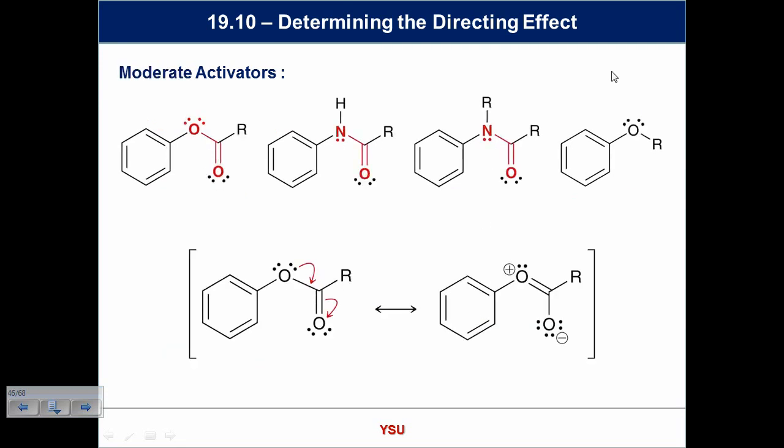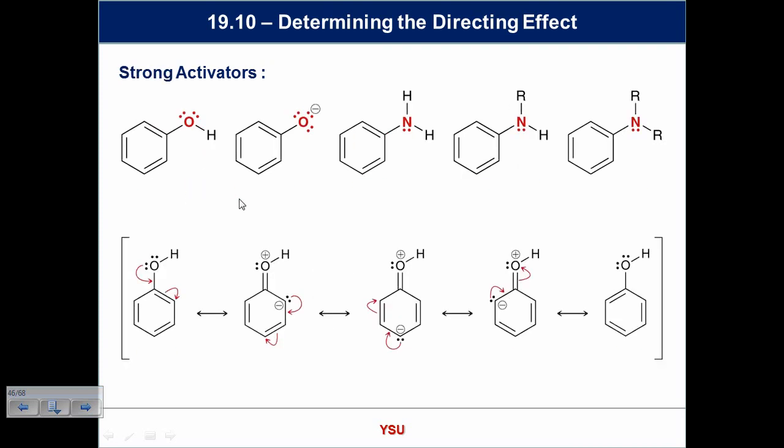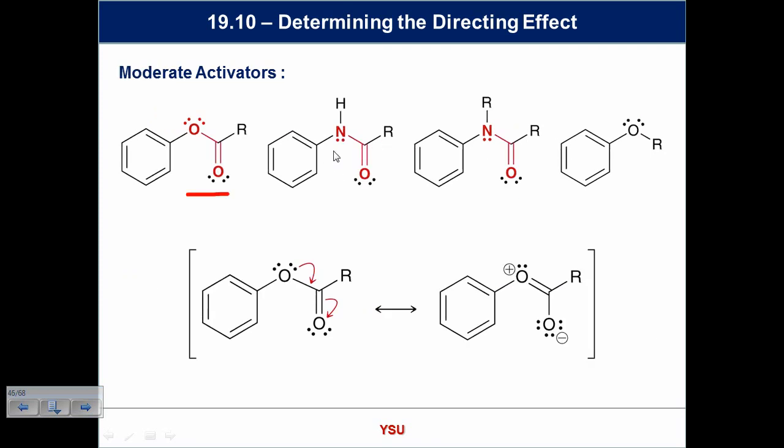That's activation. So lone pairs, other than the halogens, are going to activate. Moderate activators, okay, we've got esters, where the O is directly attached to the cycle. We've got amides, where the N is directly attached to the cycle. And also we've got ethers at the end. Now I've got a couple of questions to ask here. These are moderate activators, they're not strong, but they still have the same atoms. But over here we had N attached, here we have N attached.